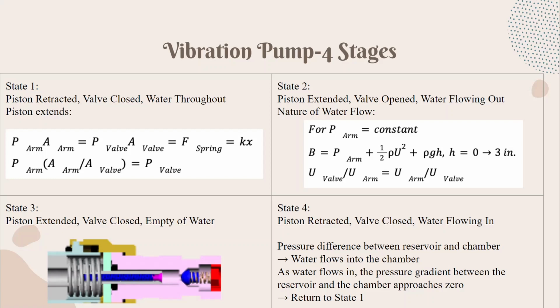Stage two sees the piston fully extended, the valve opened, and the water flowing. With the assumption that the pressure in the chamber is constant, and with quasi-1D flow, we can estimate the rate at which water exits the valve through the use of Bernoulli's equation and a conservation of mass.